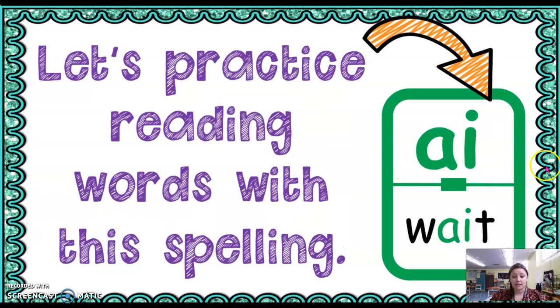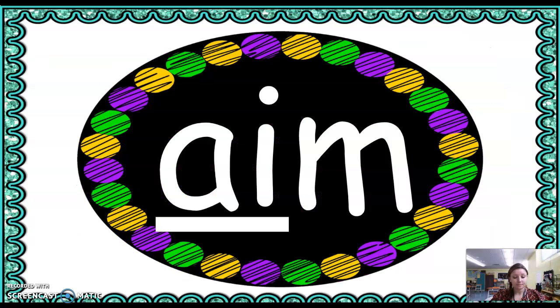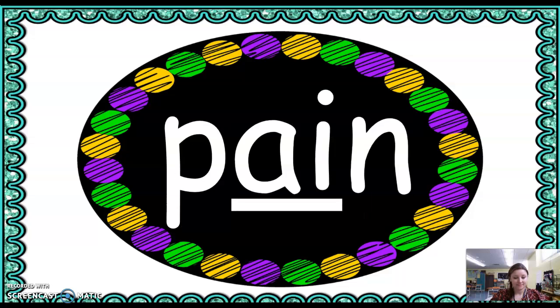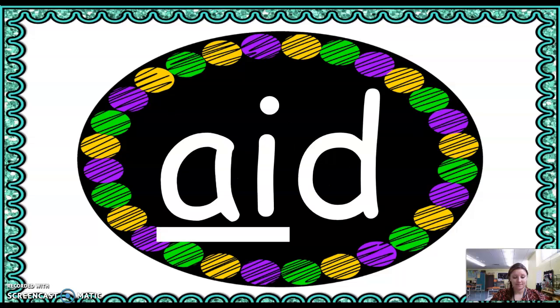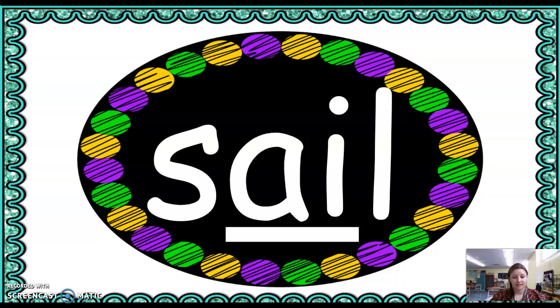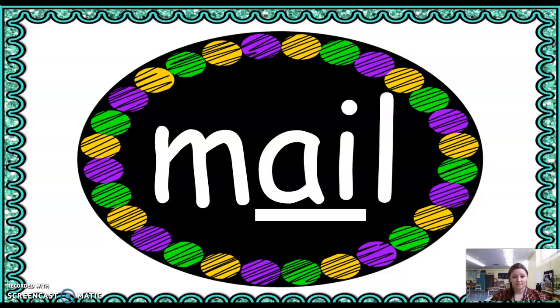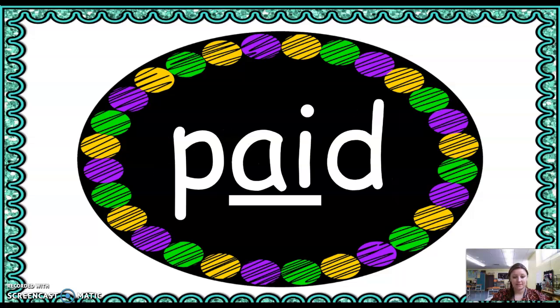Let's practice reading some of the words that use the AI spelling for this sound. When the word pops up on the screen, I want you to read it out loud. Aim. Pain. Aid. Sail. Mail. Paid.